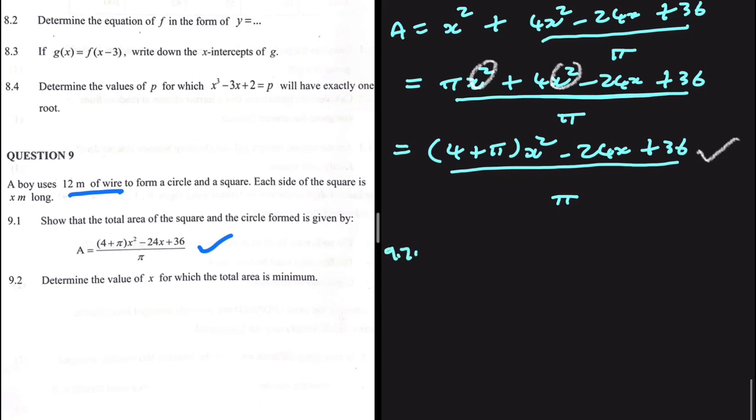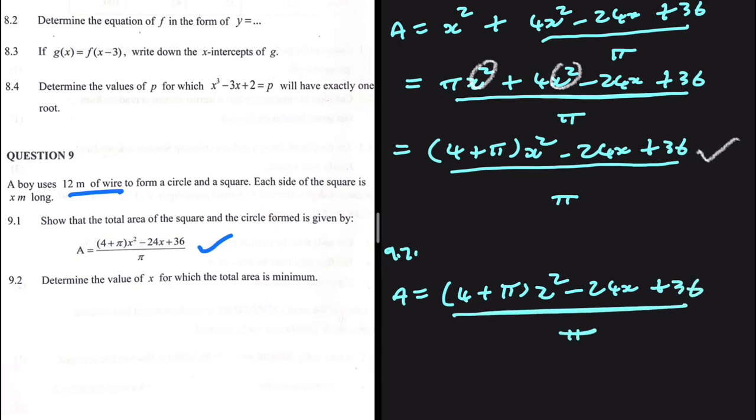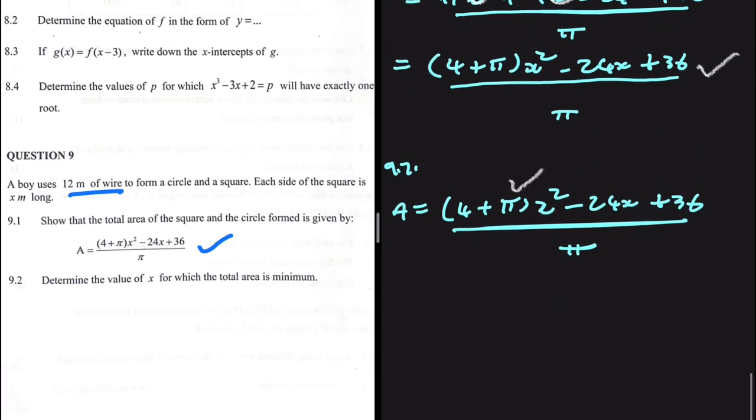9.2. Determine the value of x for which the total area is minimum. So the area is equal to (4 plus pi) x squared minus 24x plus 36, everything divided by pi. We need the value of x for which this area is a minimum. So we need to differentiate at some point. It looks like it will be very difficult to differentiate, but it is actually not. Let me show you how.